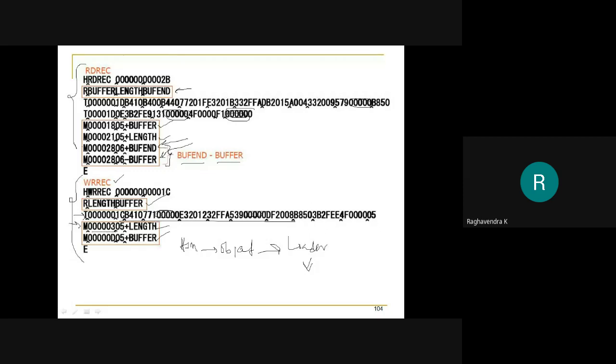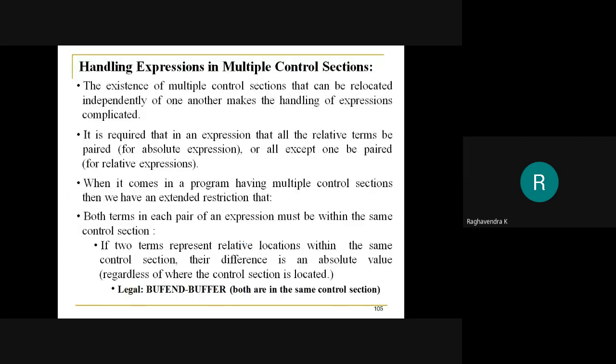When it looks into the modification record, it knows that at this particular address, whenever I find the value of length, I need to add this. So it will do that, and the program gets modified. Okay, so this is how the assembler handles the concept of control sections.